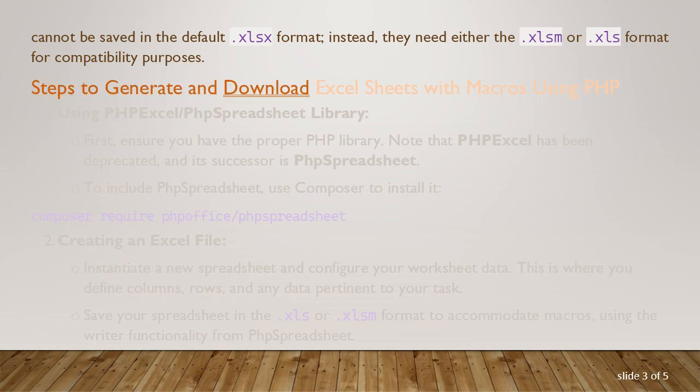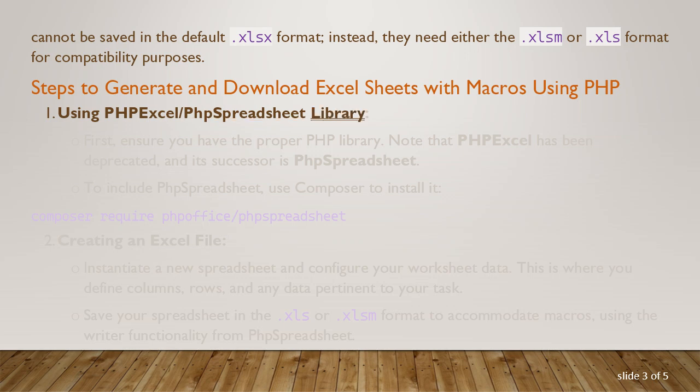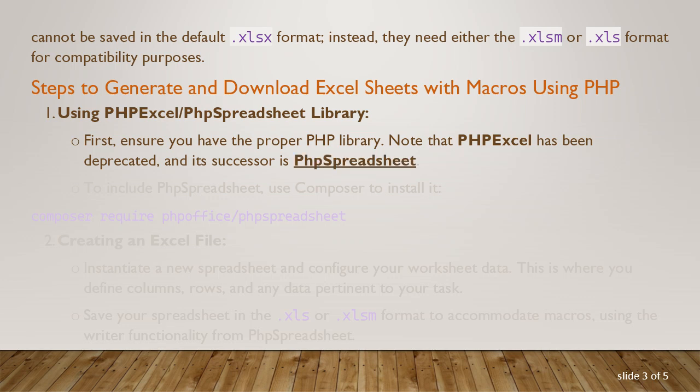Steps to generate and download Excel sheets with macros using PHP. Using the PHPExcel/PHPSpreadsheet library. First, ensure you have the proper PHP library. Note that PHPExcel has been deprecated, and its successor is PHPSpreadsheet. To include PHPSpreadsheet, use Composer to install it.